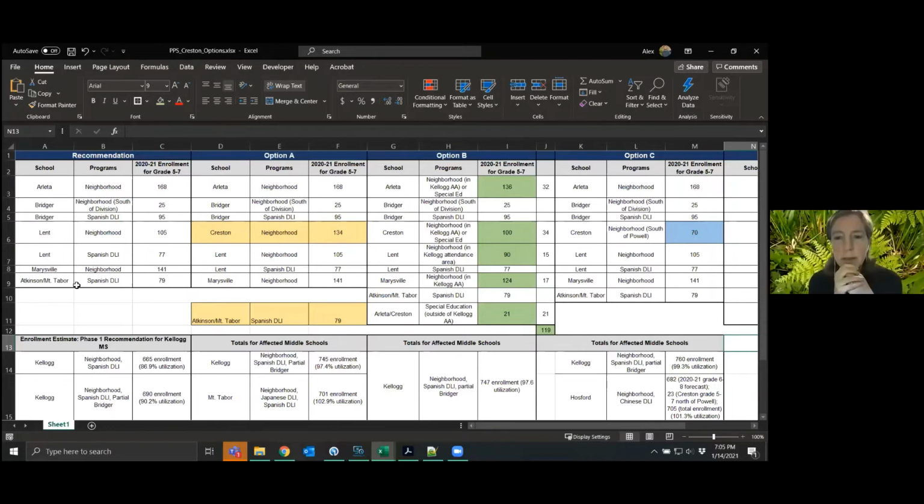Just back of the envelope math I've been doing while we've been talking, and Alex, you'll have to check me on this, it seems like if we did option C, but also took out all of the non-neighborhood students, or at least all of the non-neighborhood students who aren't special education, because I want to come back to the special education piece, I have some concerns about that, it seems like that gets you to around 83%, which is in the ballpark.